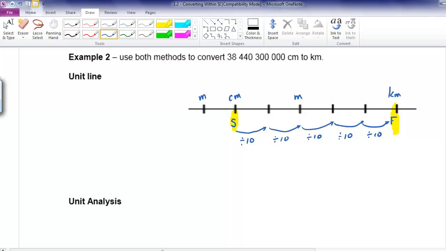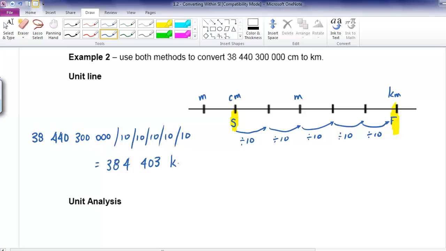So as it says in our notes, unit line method, we have our start, and our start is that absolutely huge number. Don't really care about the units. And what I'm going to do is divide by 10 once, twice, 3, 4, 5. And when you just do that on your calculator, you end up with this number: 384,403, and then we have to know that those are kilometers. So again, we really didn't think about the units, but the units are on our number line. That's why it's valuable to do it this way.